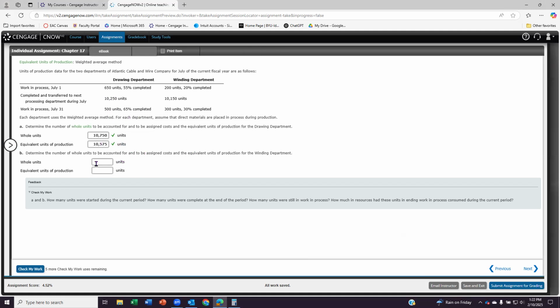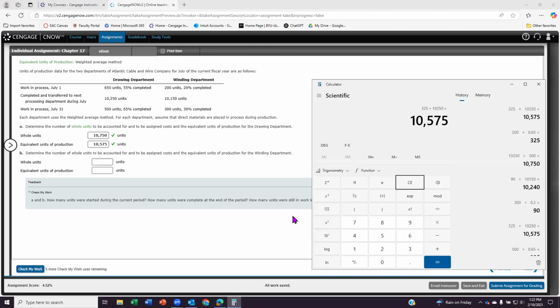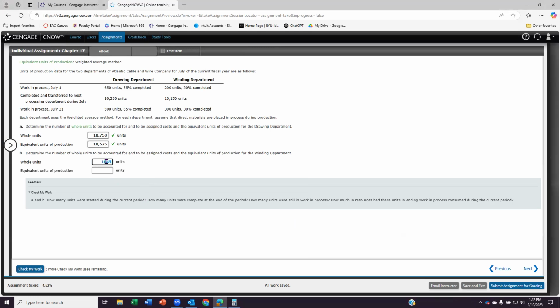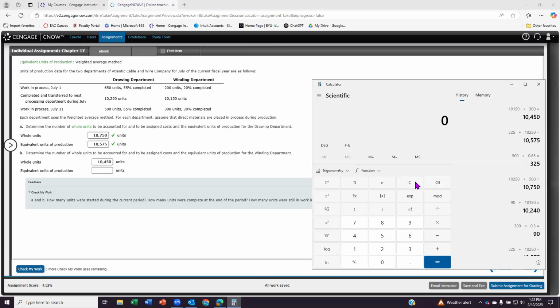Really that easy. We'll do the same thing on the second one: 10,150 plus 300, so 10,450 whole units. Then for our equivalent units, we'll do 300 times 0.3, or 30%, plus 10,150. So all of the units we completed and transferred out plus 30% of the units in process, because that's the amount of work we did during the month. 10,240.